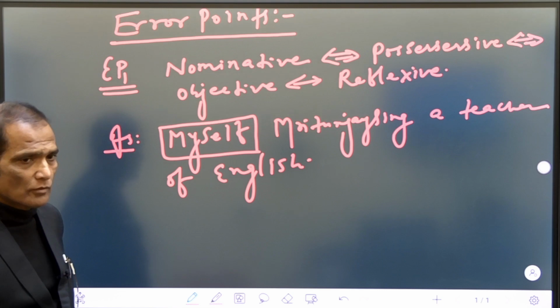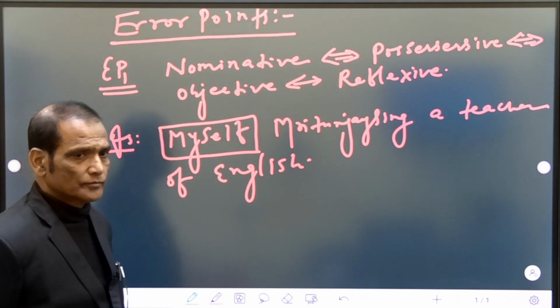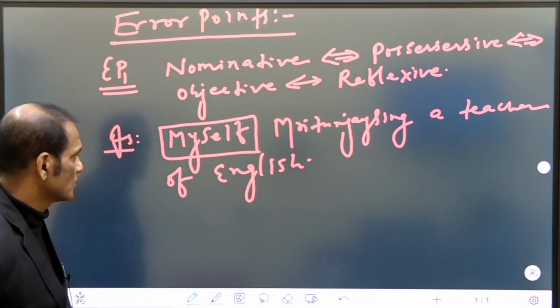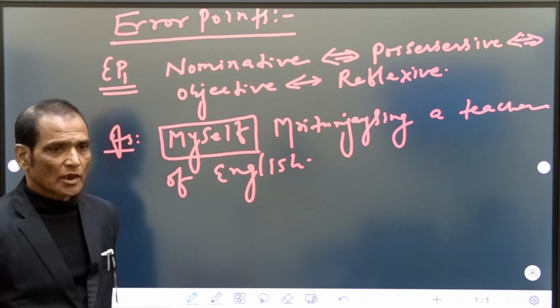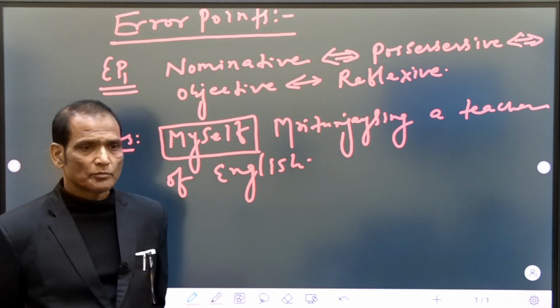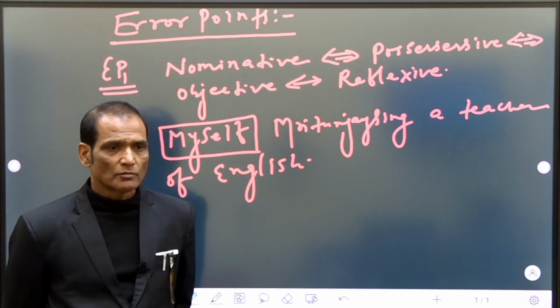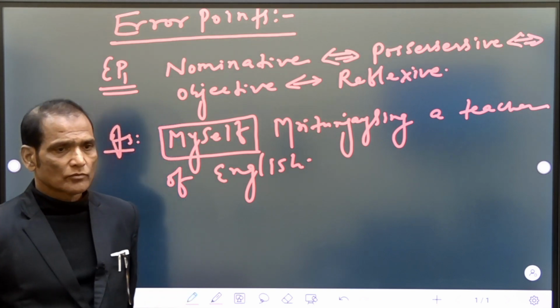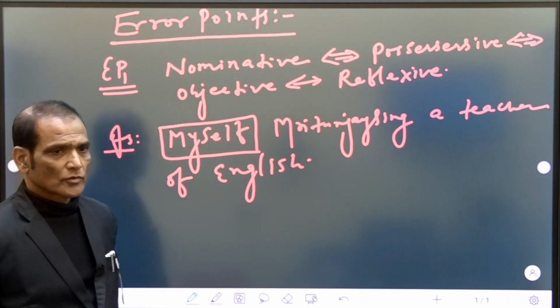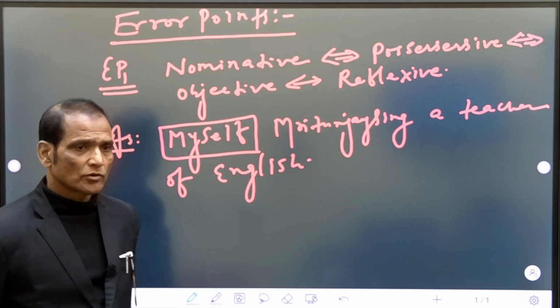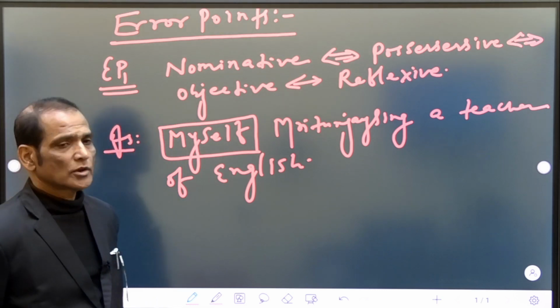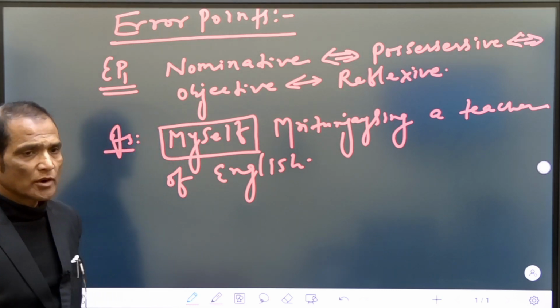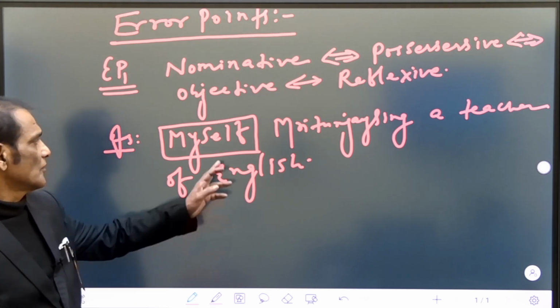So you have heard, you have listened, you have experienced so many times by different people saying that myself, this one, that one. Actually, these are wrong uses. Myself is used simply to reflect the sense. So it can't be used as nominative pronoun. So myself is wrong here.